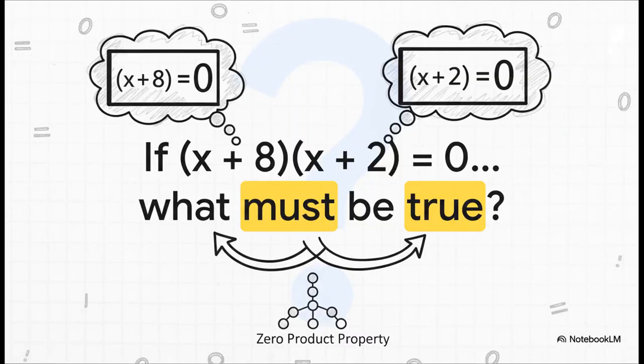So let's apply that logic. We factored our equation and we got x plus 8 times x plus 2 equals 0. Using the zero product property, what does that tell us? It means that either the first part, the x plus 8, is 0, or the second part, the x plus 2, is 0. One of them has to be.